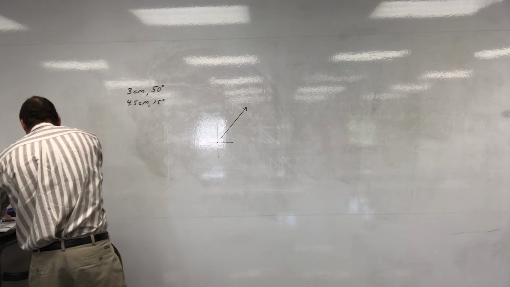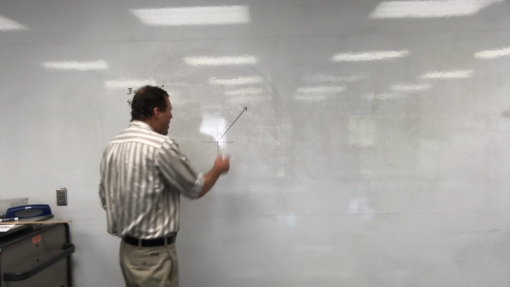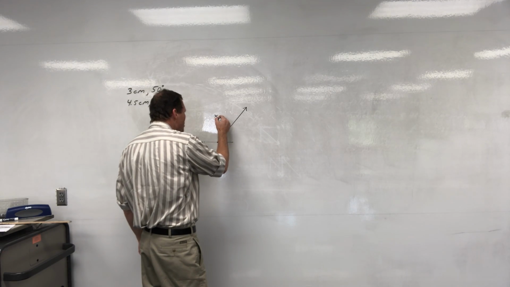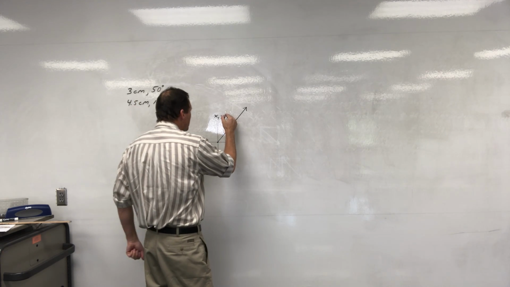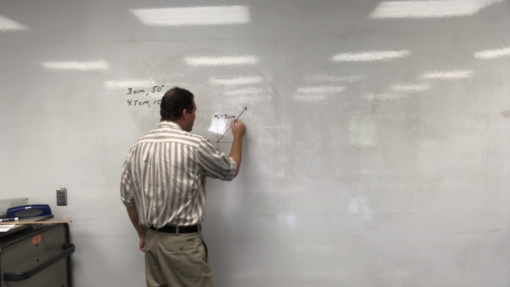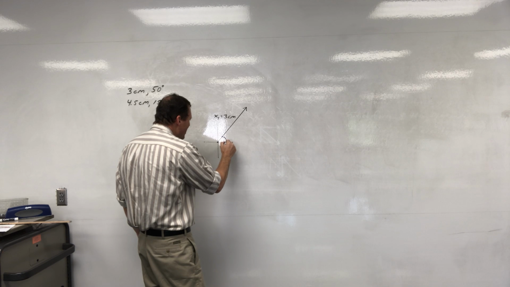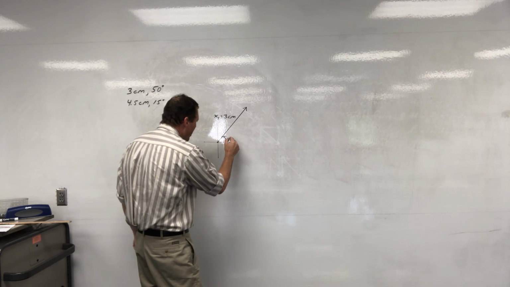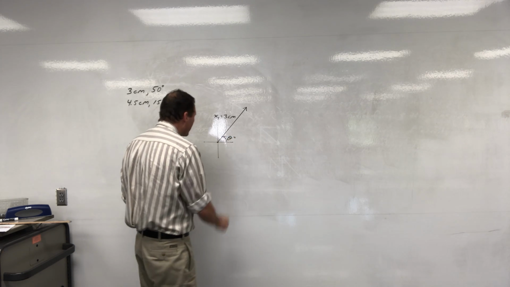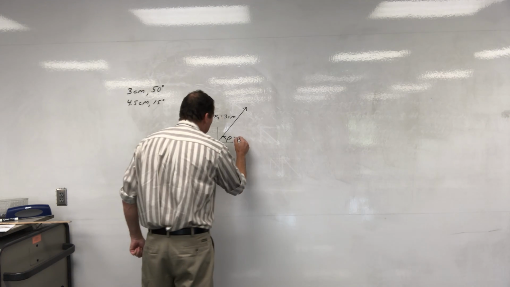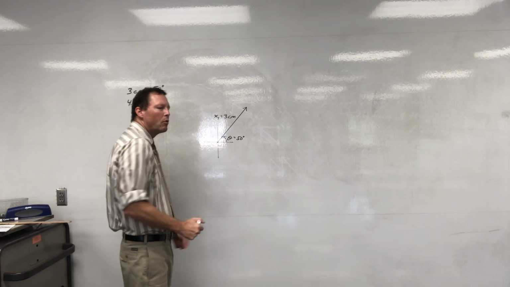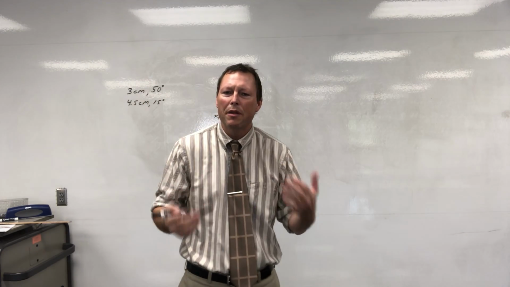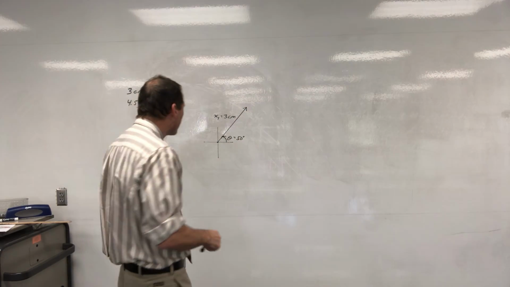Now I've got to label this. I'm just going to call it X sub 1, and that's going to equal 3 centimeters. That's the magnitude. And then the direction I'm going to illustrate with theta. So theta equals 50 degrees. So I've got my magnitude and my direction. Make sure you label the vectors accordingly.